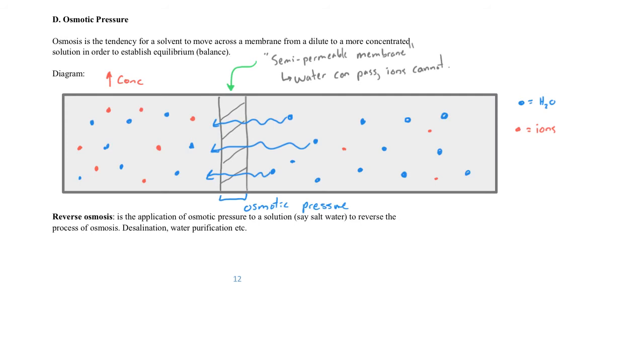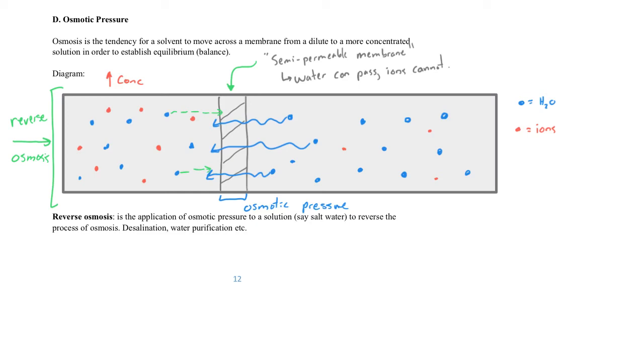Now, water desalination plants use osmosis in reverse in order to purify water. What these plants do is apply a pressure equal or greater to the osmotic pressure in the reverse direction. This is called reverse osmosis.